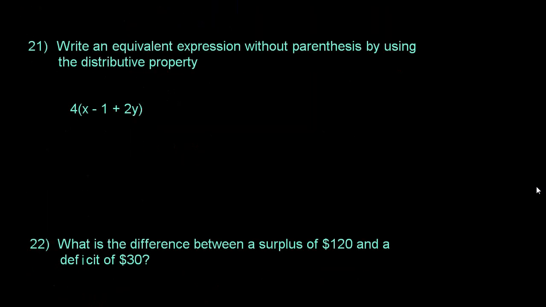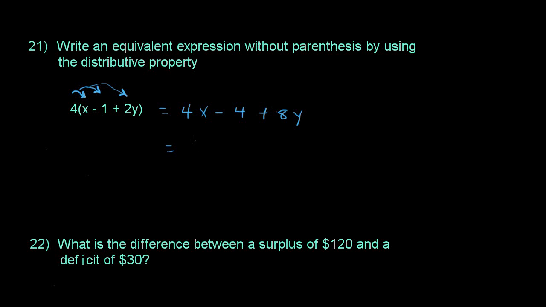Next problem wants us to write an equivalent expression without parentheses by using the distributive property. And in this case we have 3 terms inside of the parentheses, and we can distribute with 3 terms or 4 terms or even more than that. So in this case we're going to multiply 4 times x, and you get 4x. 4 times a negative 1, and we get negative 4 or plus negative 4. We could write it either way. And 4 times 2y is, 4 times 2 is 8y.